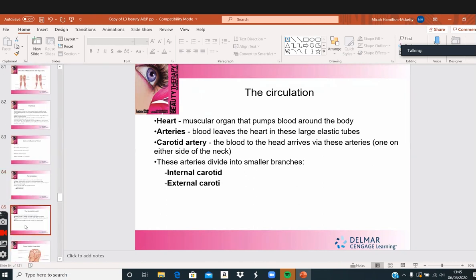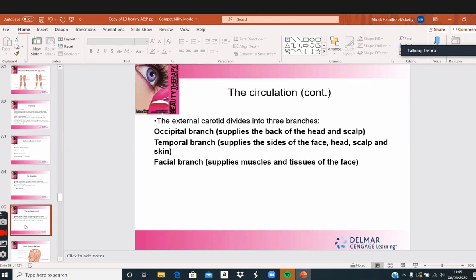Right. Okay. The external carotid artery divides into three branches. This goes to the occipital, the temporal, and the facial branch. So occipital supplies the back of the head and the scalp. The temporal branch supplies the side of the face, head and scalp, and the skin. And the facial branch supplies muscles and tissues of the face.